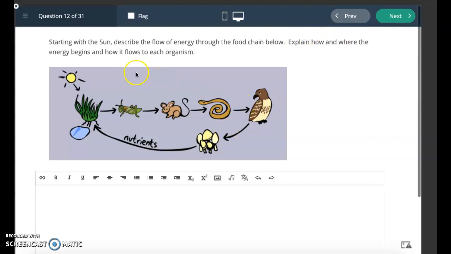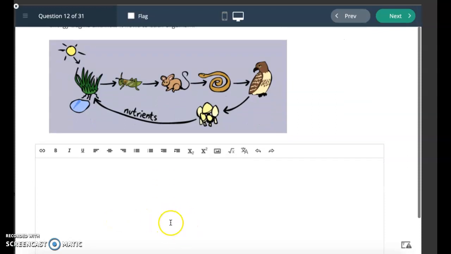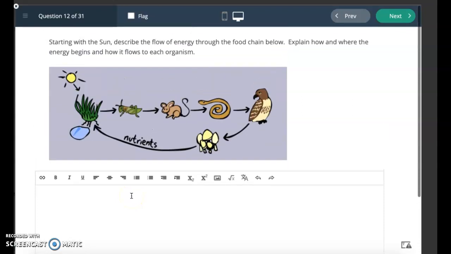Number 12. Starting with the sun, describe the flow of energy through the food chain below. Explain how and where the energy begins and how it flows to each organism. So the sun, and then what's here, and look at the arrows to help you answer this question. This should be more than a few sentences. Look at this open-ended box. Make sure you're typing enough information and answering the question completely.